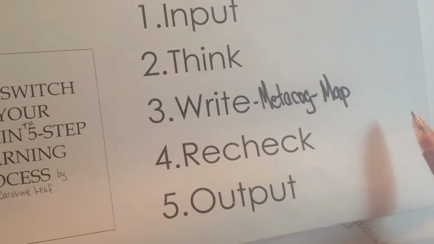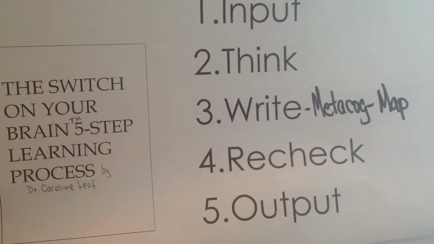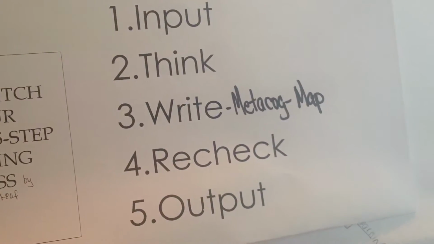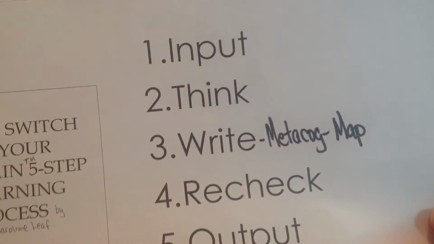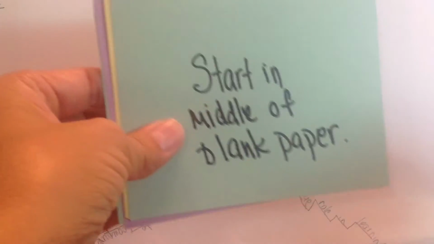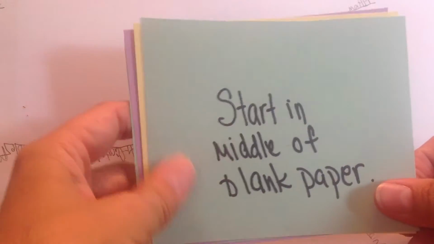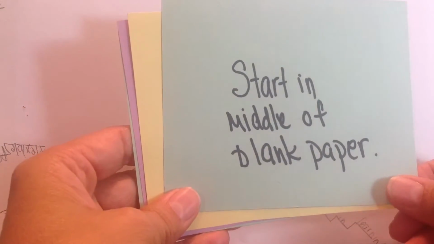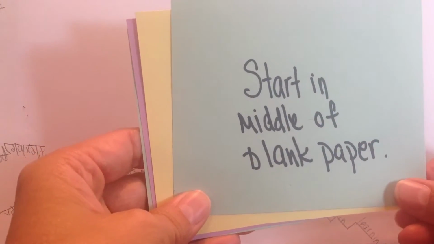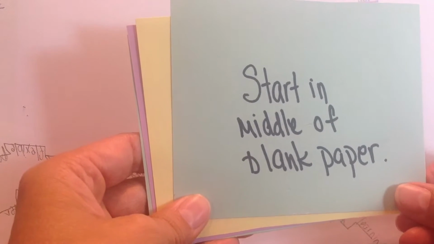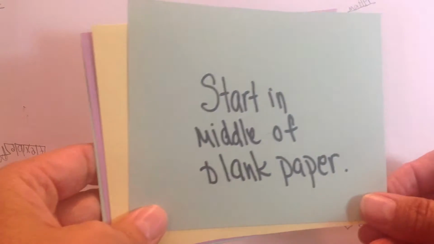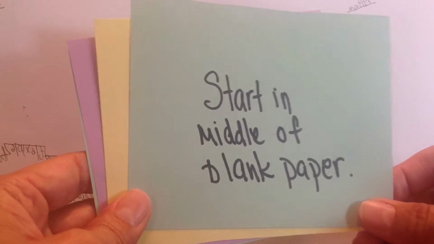Now before we actually write a Metacog Map, which will look something like this, I'm going to go over some principles, some guidelines for a Metacog Map. Our first guideline is start in the middle of a blank piece of paper. Put everything you need on the map. Put diagrams, charts, tables, any examples so that you can do without your textbook or your notes when you study for this. Use this to study for your exam.